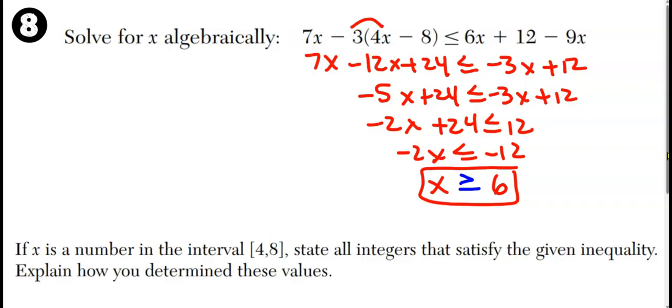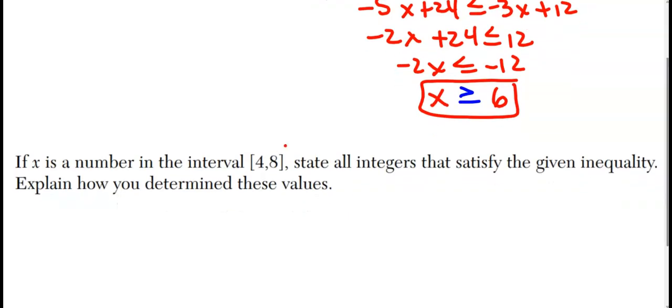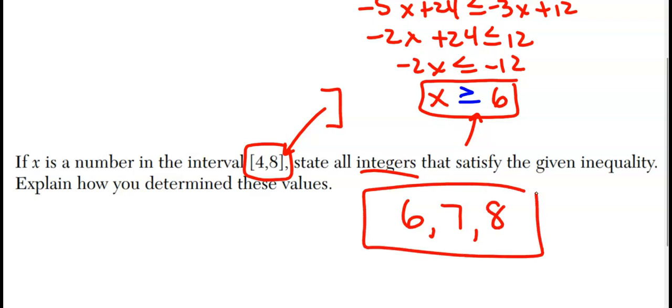And now for the follow-up question. If x is a number between 4 and 8, state all integers that satisfy the given inequality. Well, it says I can be equal to 6, so 6 would work, 7 would work, and because this is a bracket, 8 is included, so 8 would work. These 3 solutions would work.